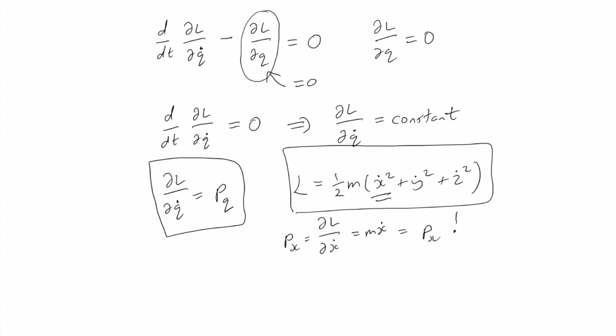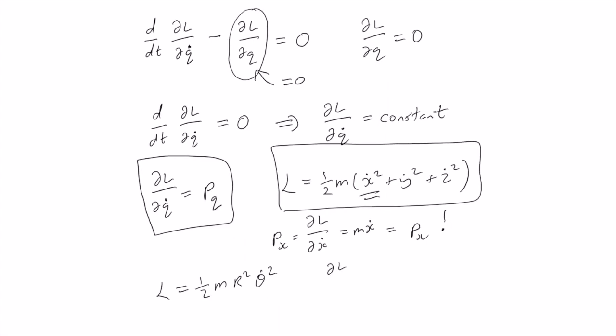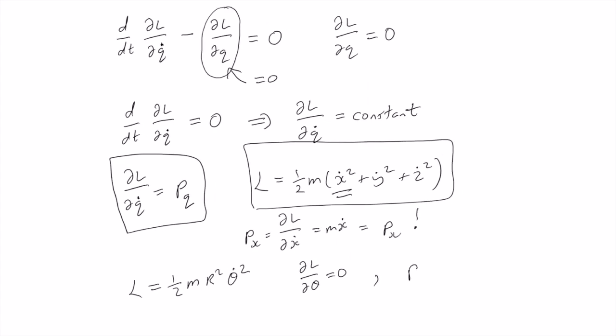Let's look at another example. A particle constrained to travel in a circle. A bit like the bead on a hoop, but the hoop isn't rotating and there's no gravity. So in that case, the Lagrangian is just due to the kinetic energy, where theta is the angular coordinate. And again, you see that there's no dependence on theta, and consequently the canonical momentum associated with the theta coordinate should be conserved, or is conserved.